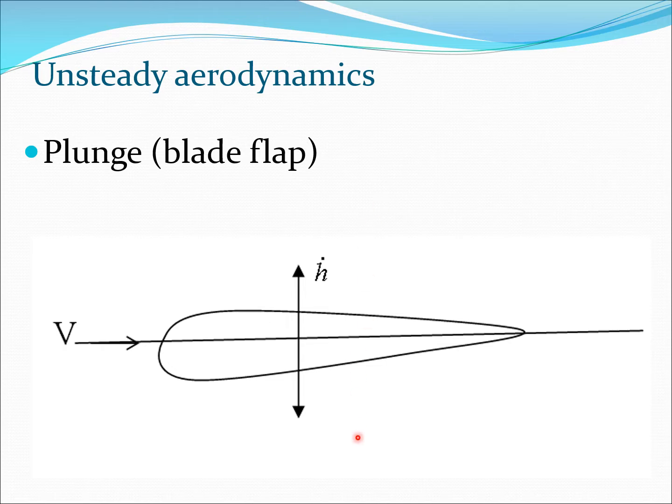The second case we look at is plunge, and plunge happens because the airfoil section can move up or down like this, and this motion is given by H dot, and this is known as the plunge motion. For example, think about the blade flap motion. Essentially, the flapping blade is going up and down like this, so it is creating a certain velocity component H dot, and that in turn is going to give you a certain angle, which is also a function of time. So that's another source of unsteadiness. So in fact, the pitch and plunge are the two key sources of unsteadiness in a typical rotor.